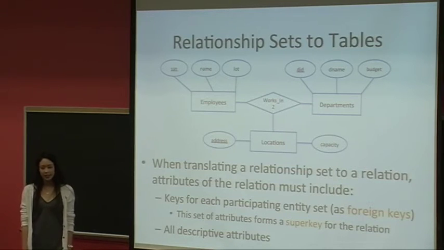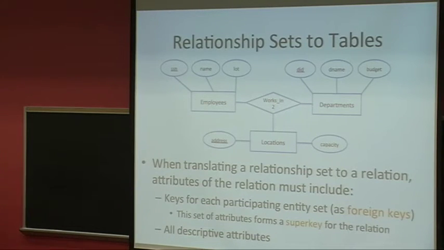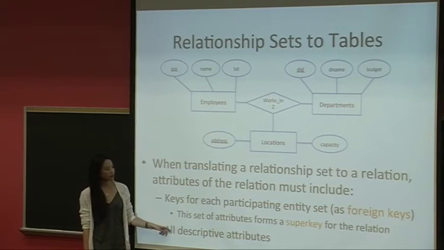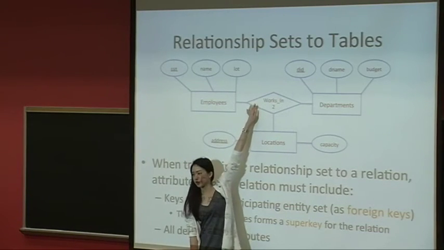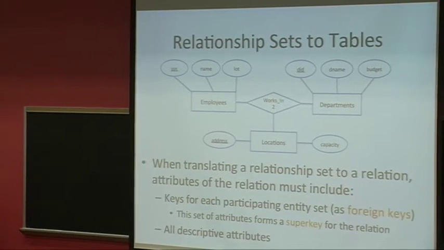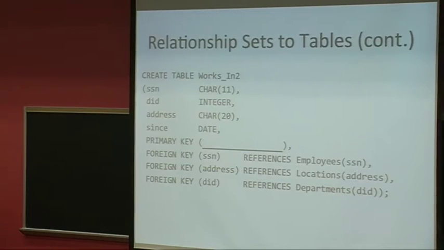Why is it super key and not candidate key? So that's why we call it the super key. And other than that, we also include the descriptive attribute. So if you have other attributes just for this relationship set, then you will also include them in your design. You can refer to this ER diagram, and in the next slide, this is how we can create the table for the works in two relationship set.